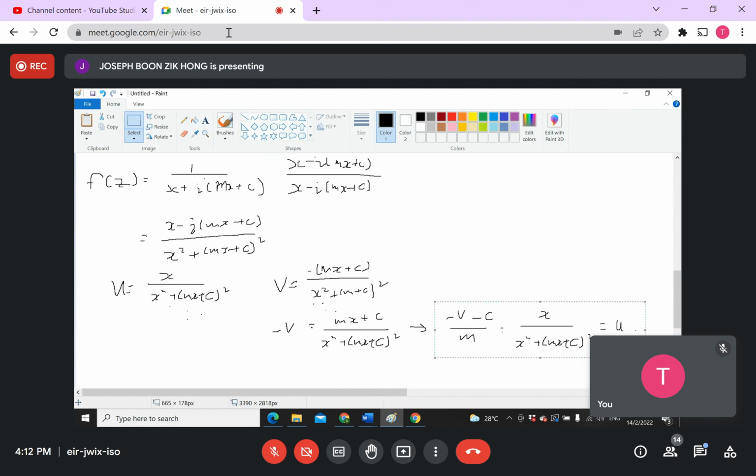This one you cannot simply move your negative c like that. You have to move this one there, you move here, so you will have something like negative v minus c over this whole thing, and then only equal to mx divided by this whole thing. So it will be very complicated if you don't want the x, because what we want to do is remove the x. It will be very complicated for you to continue for this one.